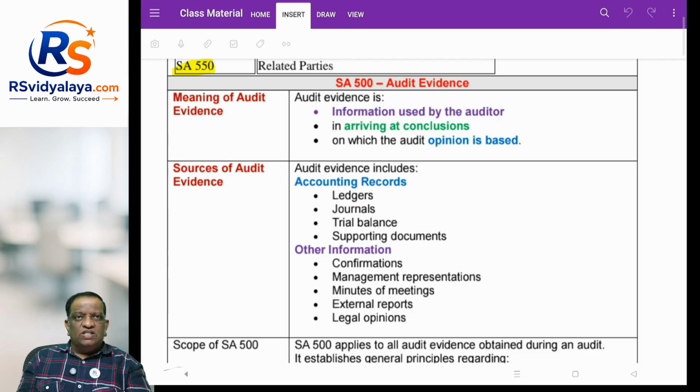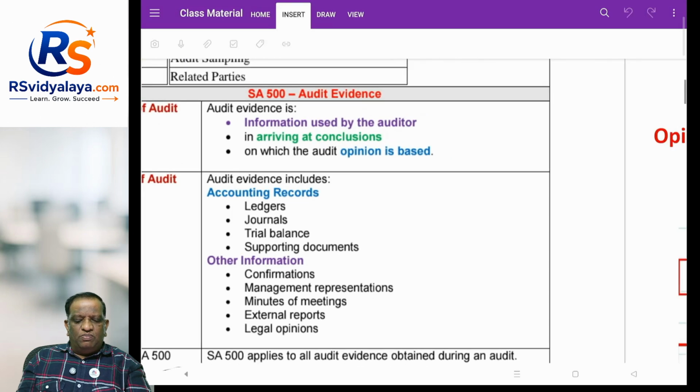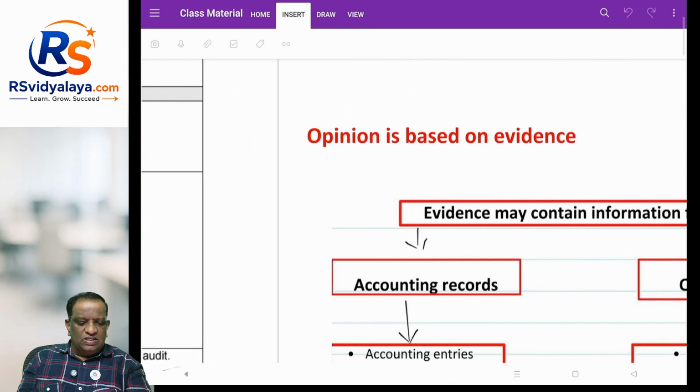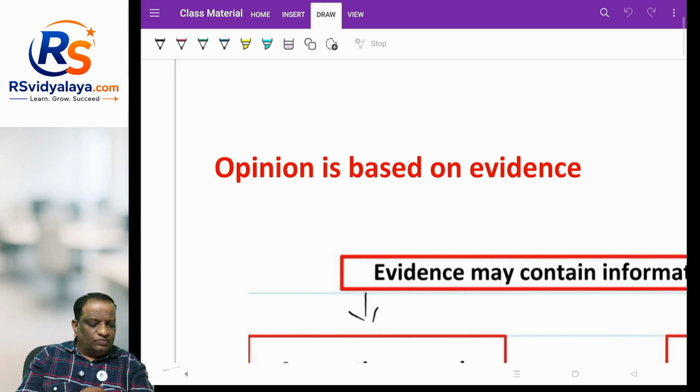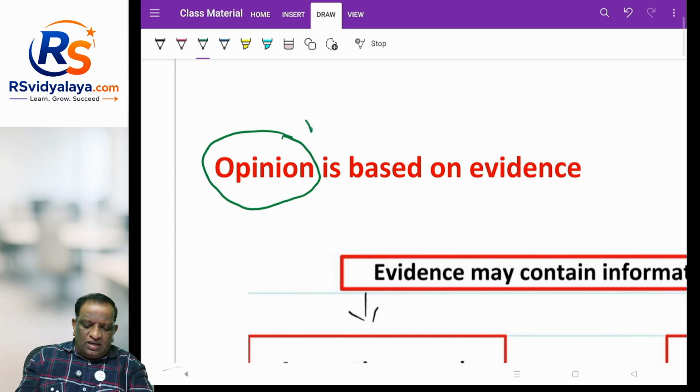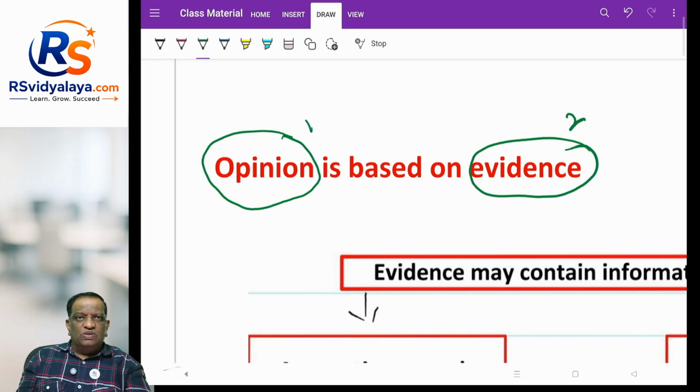The definition is not important, but one small point that can come in the examination is, what is the relationship between opinion and evidence? These are the two things: one is opinion, and the other is evidence. What is the relationship between them? The relationship is simple: your opinion is based on evidence. Indirectly, he tries to emphasize that if you have not gathered proper audit evidence, then the opinion that you form may not be proper.